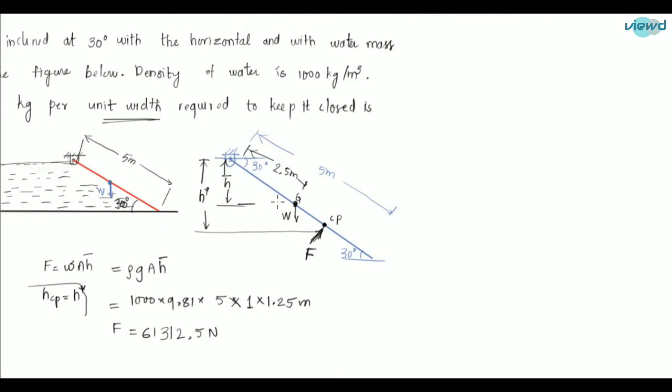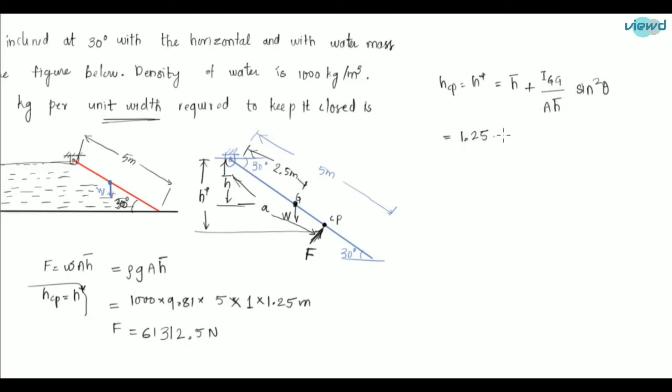And now we need to find this distance. Let me say this distance as A. So we need to find that distance A. So how to find the distance? First we need to find the hcp or h star. We know that hcp or h star is equal to h bar plus IGG divided by A h bar, into sine square theta, where theta is the angle that it is making with the horizontal.